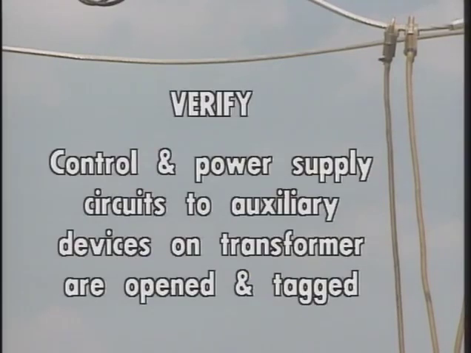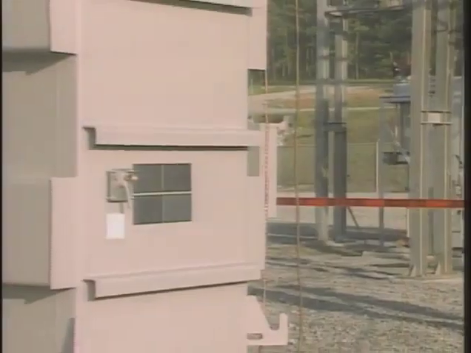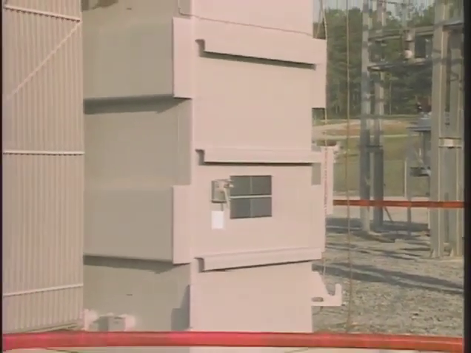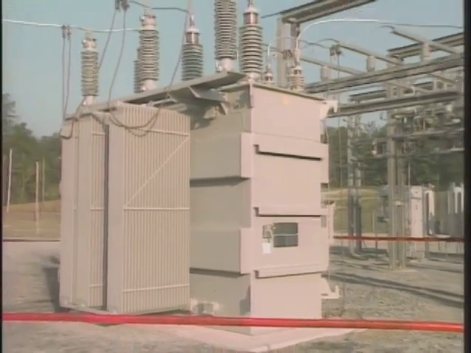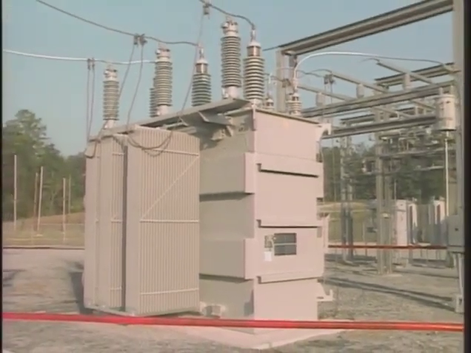It's also a good practice to ensure that control and power supply circuits to auxiliary devices on the transformer are opened and tagged. Another safety precaution is to restrict access to the work area, usually by placing barriers, ropes, or warning signs around the work area.